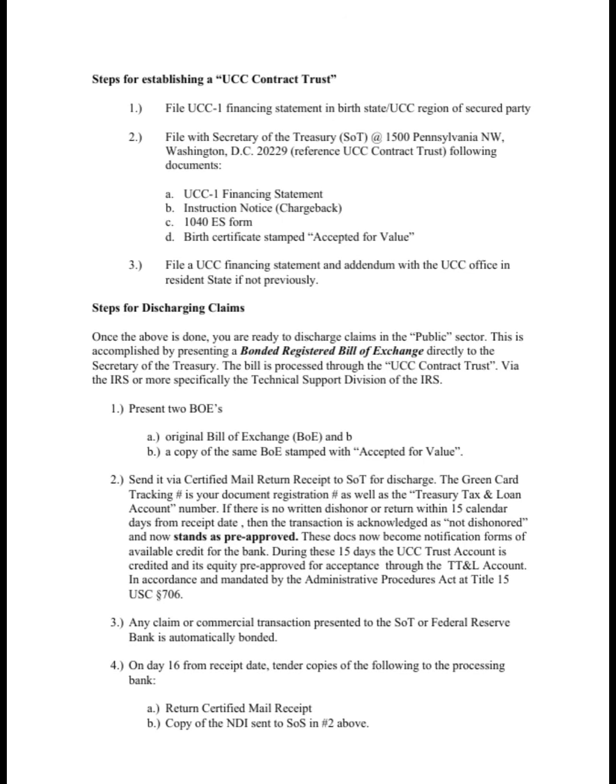So this is accomplished by presenting a bonded registered bill of exchange, and you can create the bills of exchange easily. All right, you look at the One Man Out redemption manual, things like that. They got them in there. If you need any of those materials or PDFs, let me know. And so presenting a bonded registered bill of exchange directly to the Secretary of Treasury. The bill is processed through the UCC Contract Trust Division via the IRS, which is the Treasury.